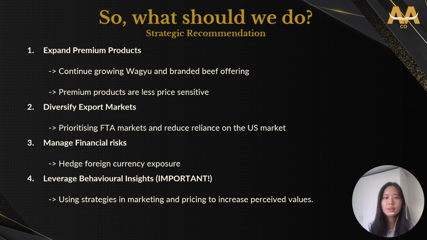So to bring it all together, four strategic priorities for AACO in 2026. One, expand premium product offerings to capture the short-run demand boost from tax cuts. Two, diversify export markets through FTAs to reduce our US tariff exposure. Three, manage financial risk by hedging currency exposure and locking in input contracts now. And lastly, leverage behavioral insights in our pricing and marketing to increase perceived value and protect our margins. These four priorities position AACO to navigate 2026 challenges and grow stronger.